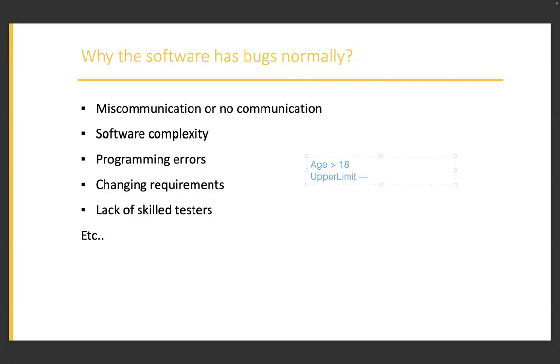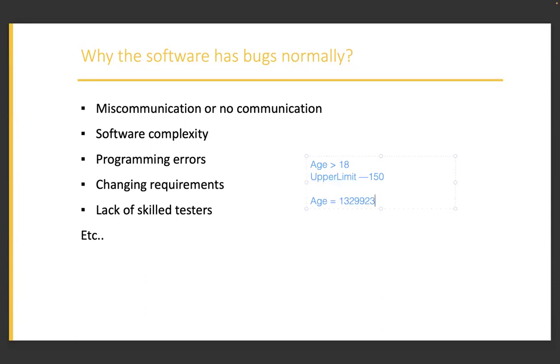There should ideally be an upper limit, right? Because every field has some higher limit, like 150 years or something like that. So they forgot to mention the upper limit, due to which in the age field the user is able to enter even this value, which should not be the case, guys. That's what we need to understand about programming errors.